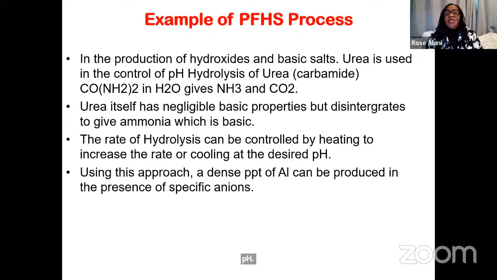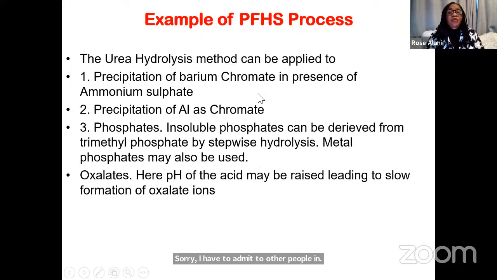Using this same approach that is used for urea, we can precipitate aluminum produced in the presence of specific anions. I will give you some examples here. Sorry, I have to admit other people in. Okay, I'll give you some examples.